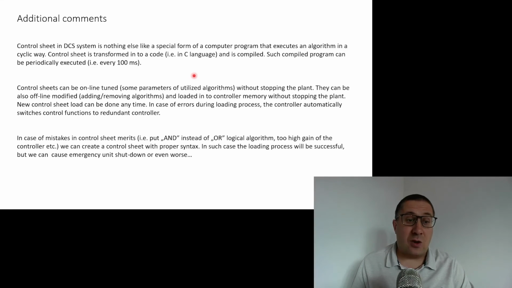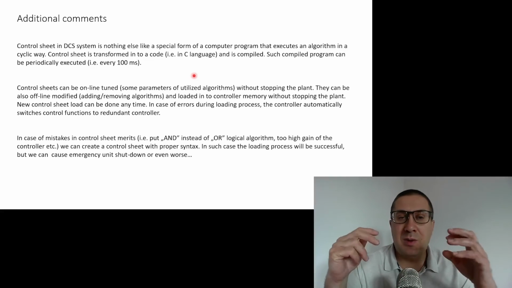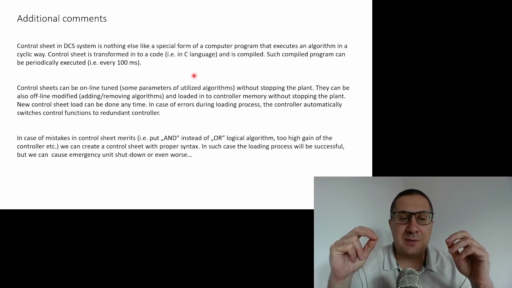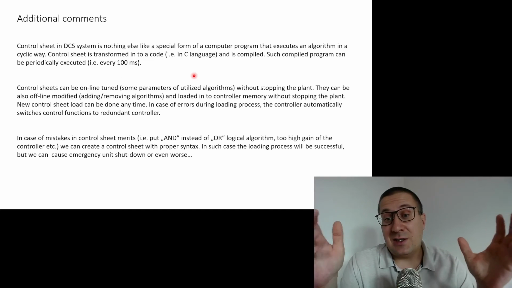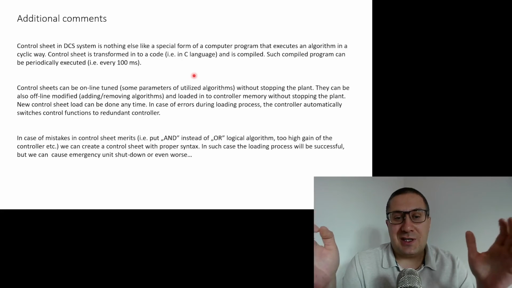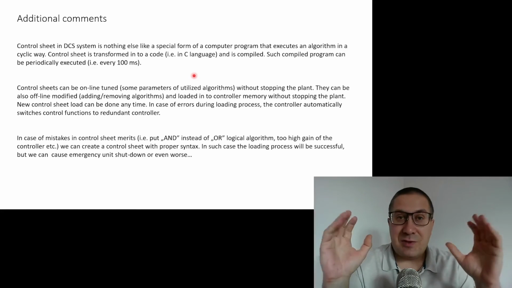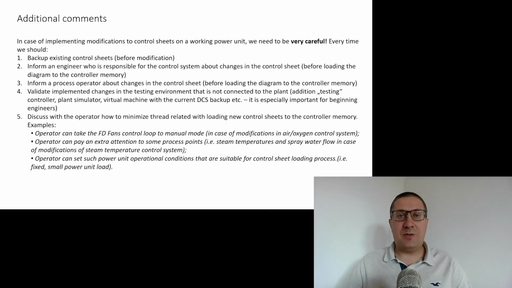But in case of mistakes in the control sheet logic, let's say we put AND instead of OR in our logical algorithm, or we choose too high a gain for our controller, we can create a control sheet with the proper syntax. But in such a case, the loading process will be successful, but we can cause an emergency unit shutdown or even worse. So we have to be very careful, especially when we are doing some modification while the plant is operating.